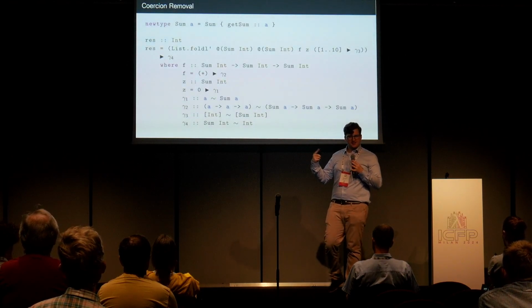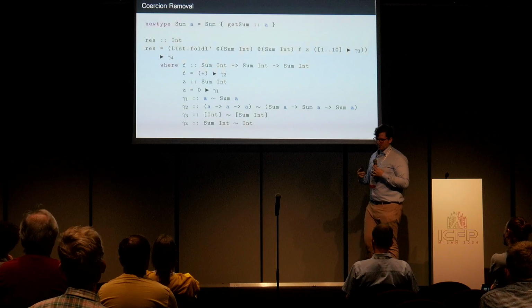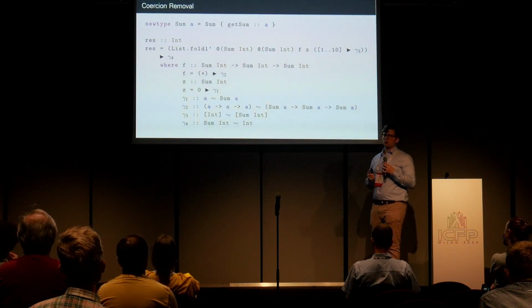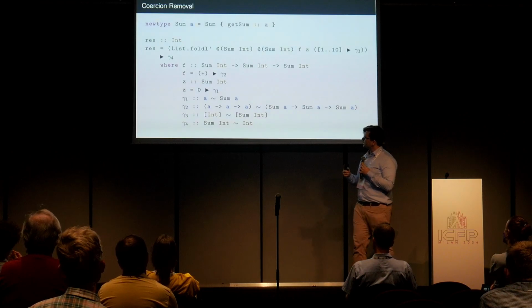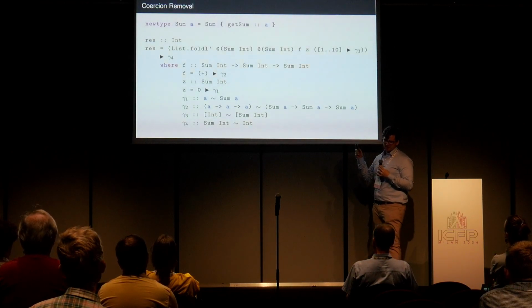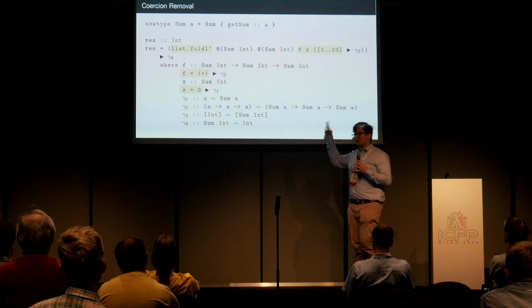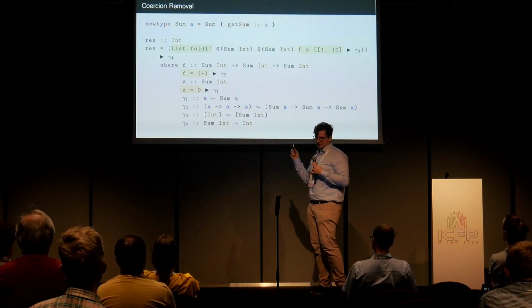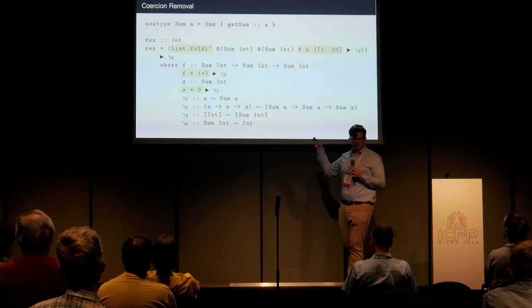So I did the step of GHC here, and I manually compiled the code. This is what the core that gets generated looks like. And as you can see, there's a lot of code here. But really, this is the only important bit. Everything else is just coercions. So what we really want to do is get rid of all these coercions.